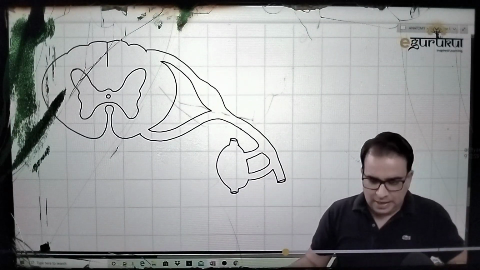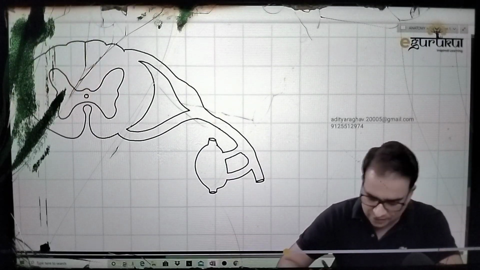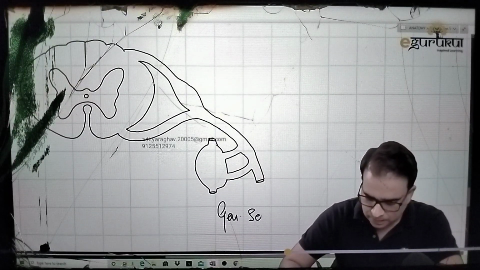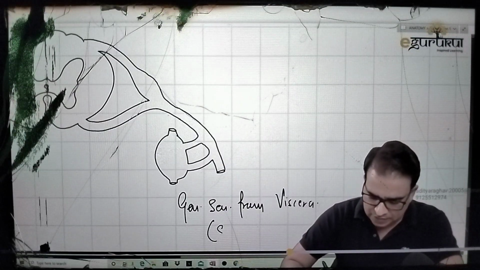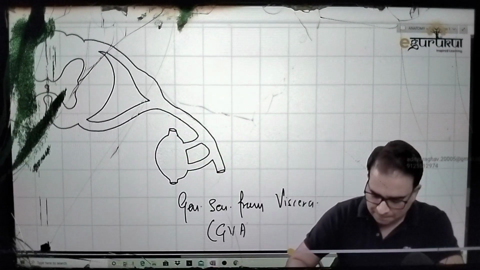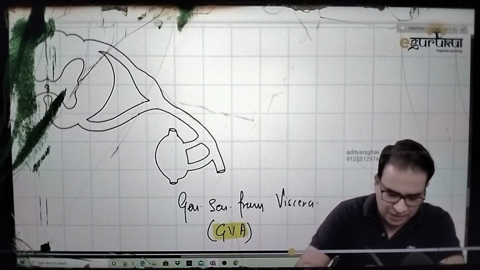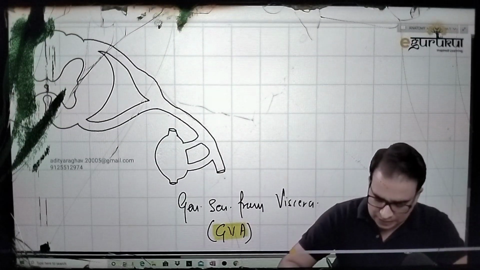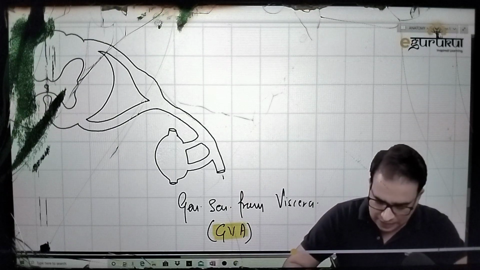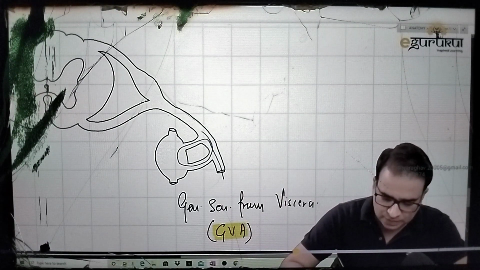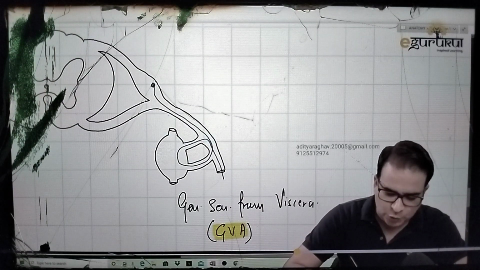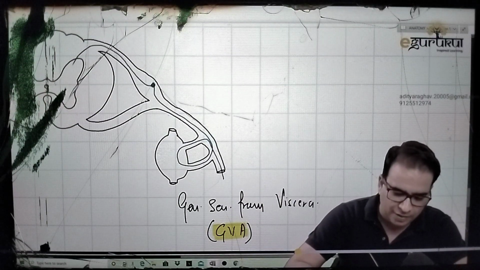Let me take another diagram here. Now we're talking about the GVA fiber, guys. That is general visceral afferent. That is general sensation from viscera. Now if I talk about the general sensation from viscera, that obviously comes under the GVA, general visceral afferent. Now these GVA fibers, if I see it in this direction, what you're going to see is that they will enter into the sympathetic chain actually through the gray ramus communicans, then use the white ramus communicans, then use this spinal nerve, have their pseudo-unipolar neuron in the dorsal root ganglia, and ultimately relay into the dorsal horn of the spinal cord.